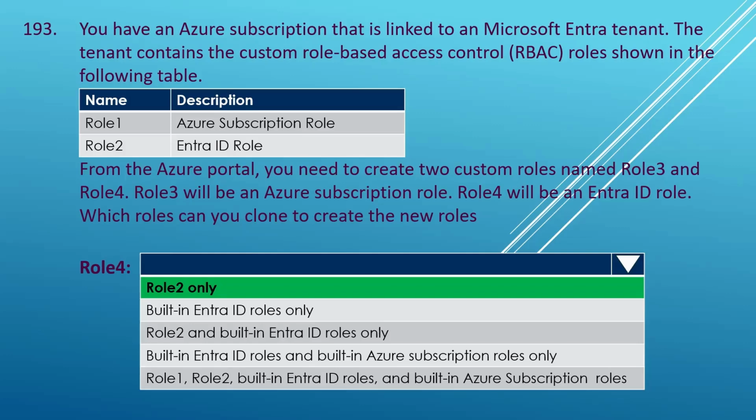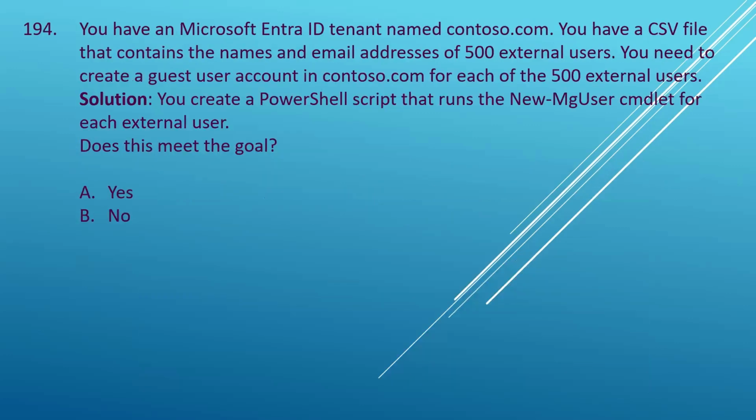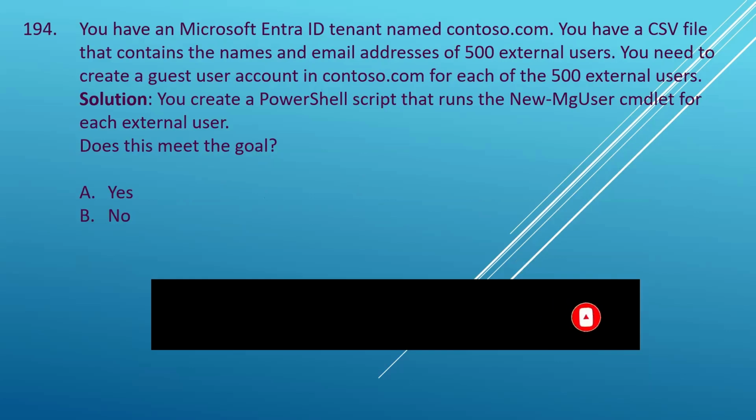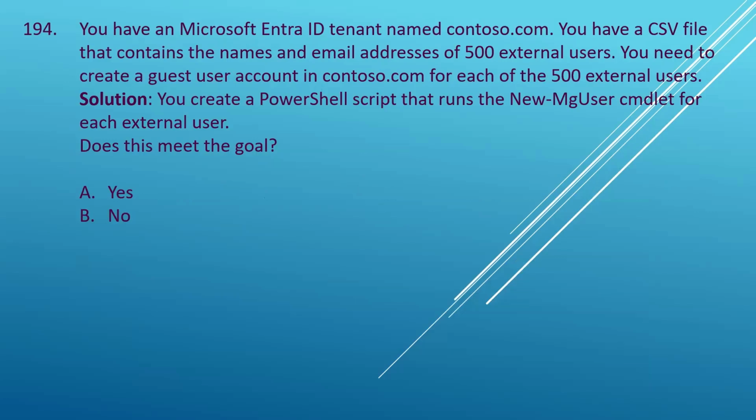Let's look at question number 194. You have a Microsoft Entra tenant named contoso.com. You have a CSV file that contains the names and email addresses of 500 external users. You need to create a guest user account in contoso.com for each of the 500 external users. And the solution you choose is you create a PowerShell script that runs the New-MgUser cmdlet for each external user. Does this solution meet the goal? And friends, this solution does not meet the goal.